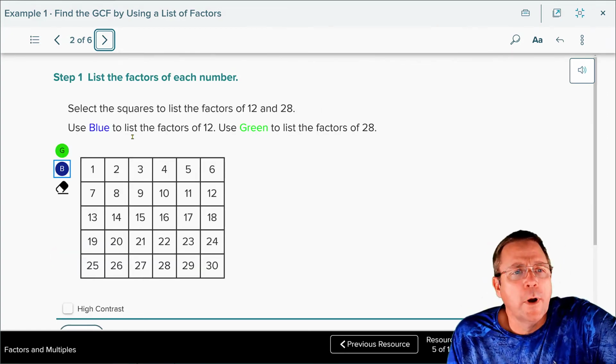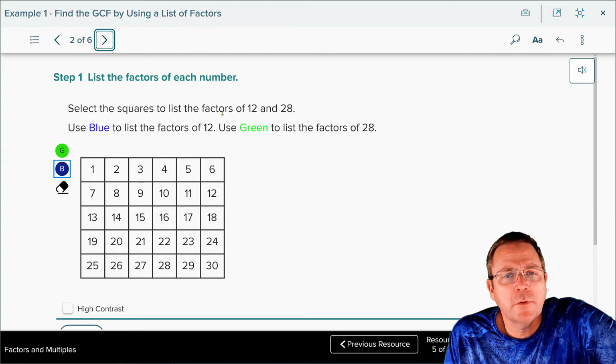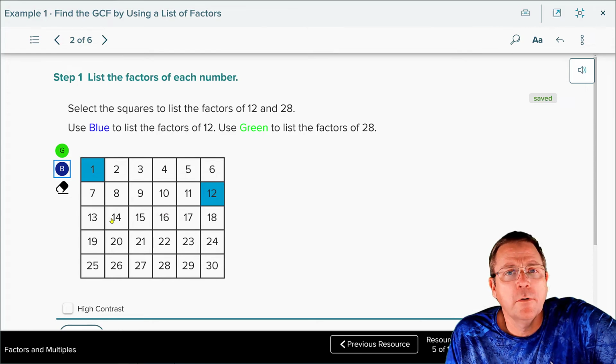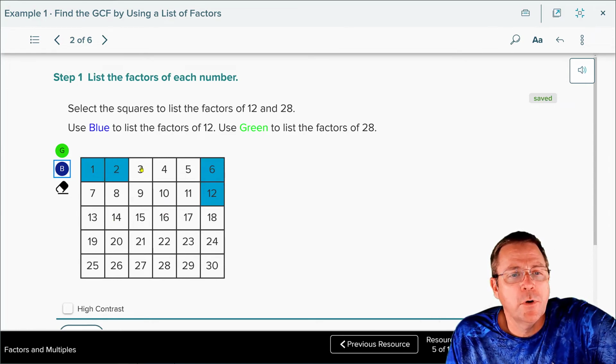Well, this is a cool way to do it. We're going to select the squares to list the factors of 12 and 18. 12 is going to be blue, 18 is going to be green. So 12 is first off 1 times 12. 12 is also 2 times 6. 12 was also 3 times 4.